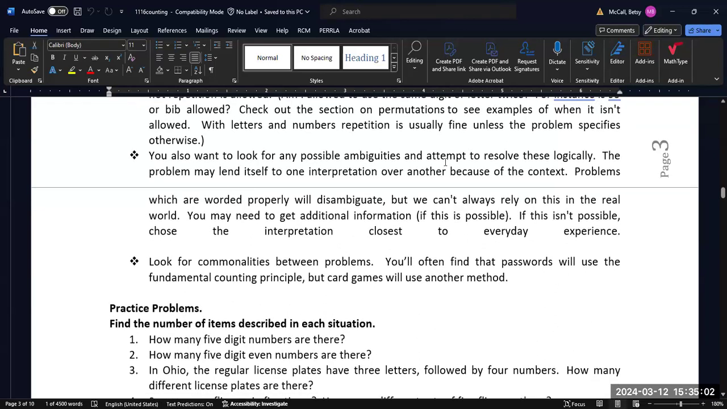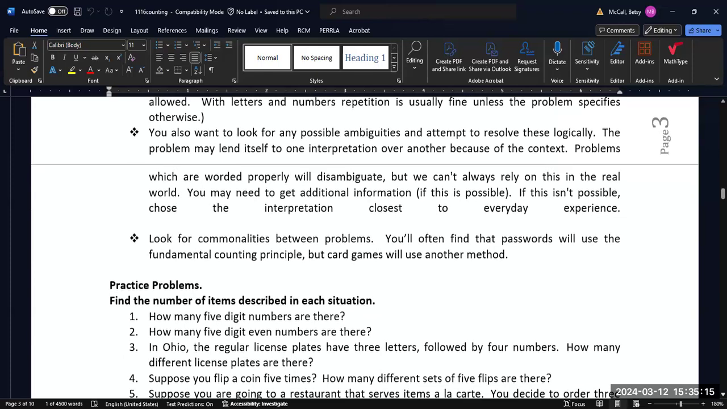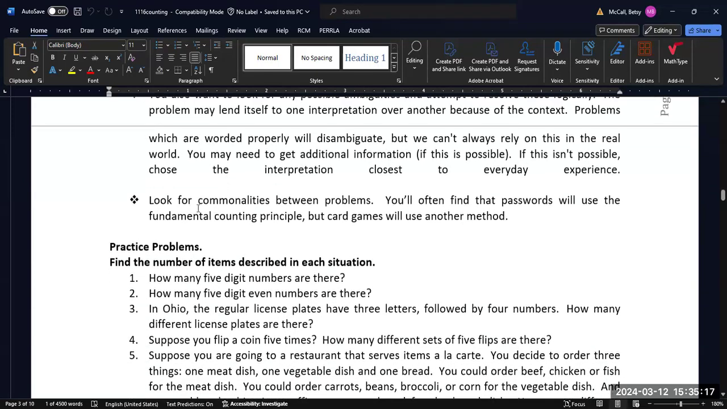You might want to look for any possible ambiguities and attempt to resolve these logically. Again, these may require information about the real world in order to understand exactly what you need to do. That will help disambiguate. And also you want to look for commonalities between problems. You will often find that passwords will use the fundamental counting principle, but card games will use another method that we'll come to below.